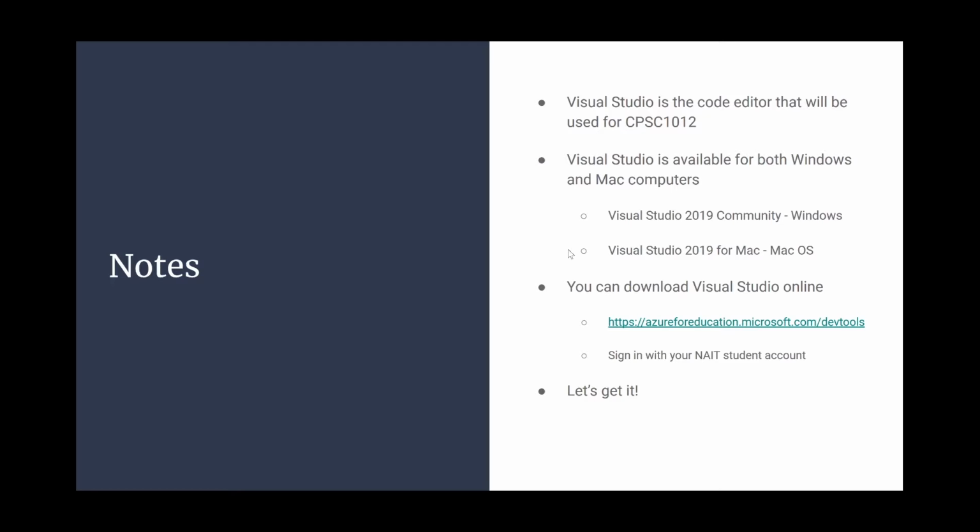In this video, I'm just going to walk through the download and install for Windows, but I'll do a follow-up in which I'll do the exact same steps. I'll download and install Visual Studio for Mac as well. And you can download Visual Studio online from the Azure for Education website. And all you're going to have to do once you get there is sign in with your INET student account credentials, and then you should be able to get to the free software download page and download the product. So let's get to it.